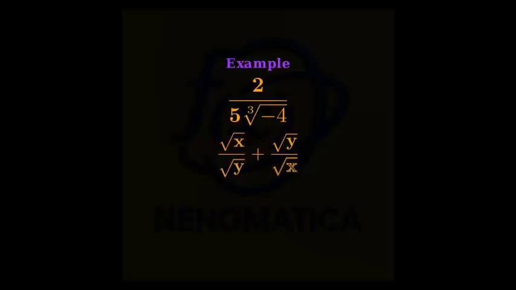Then we show 2 expressions to simplify. Our goal is to rationalize denominators and present clean final forms. Part A. We rationalize the denominator of 2 over 5 times the cube root of -4. Step 1. Rewrite the negative inside the cube root. The cube root of -4 equals negative the cube root of 4. That turns our fraction into -2 over 5 times the cube root of 4.